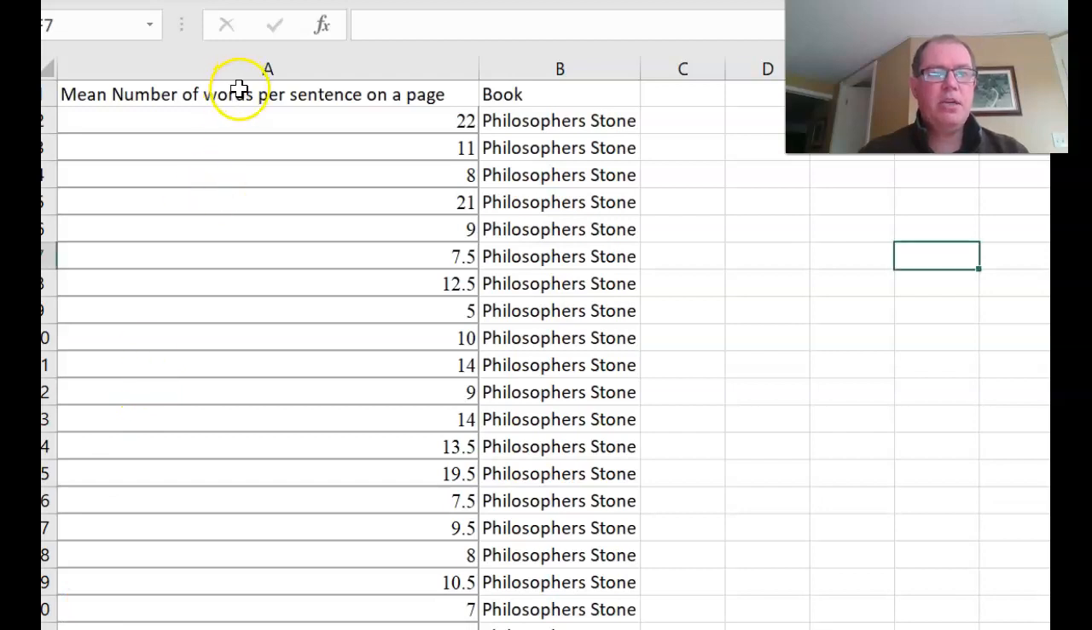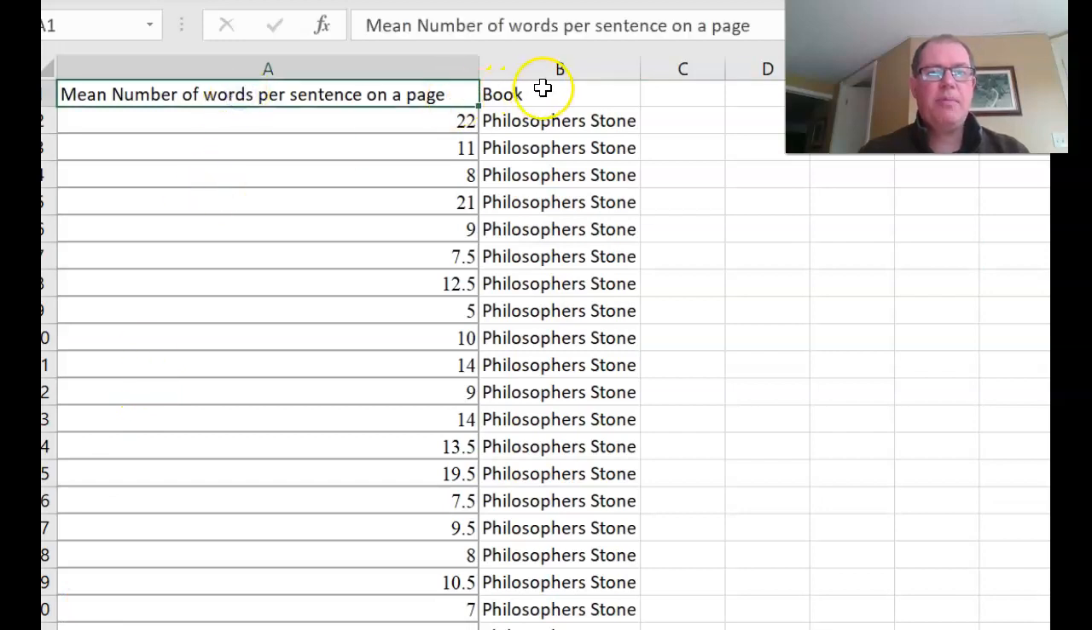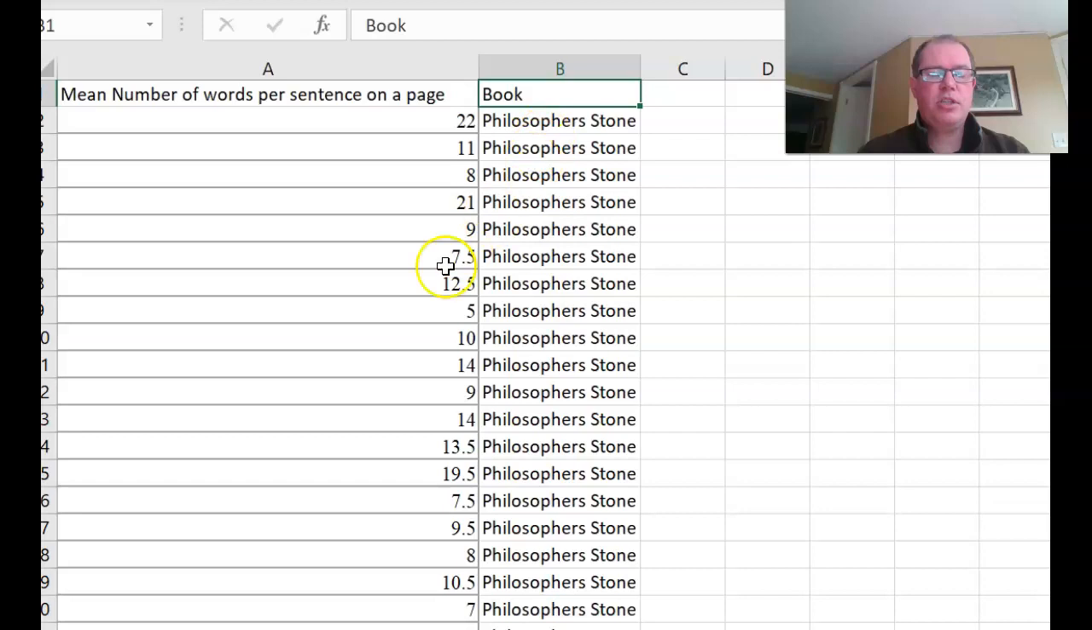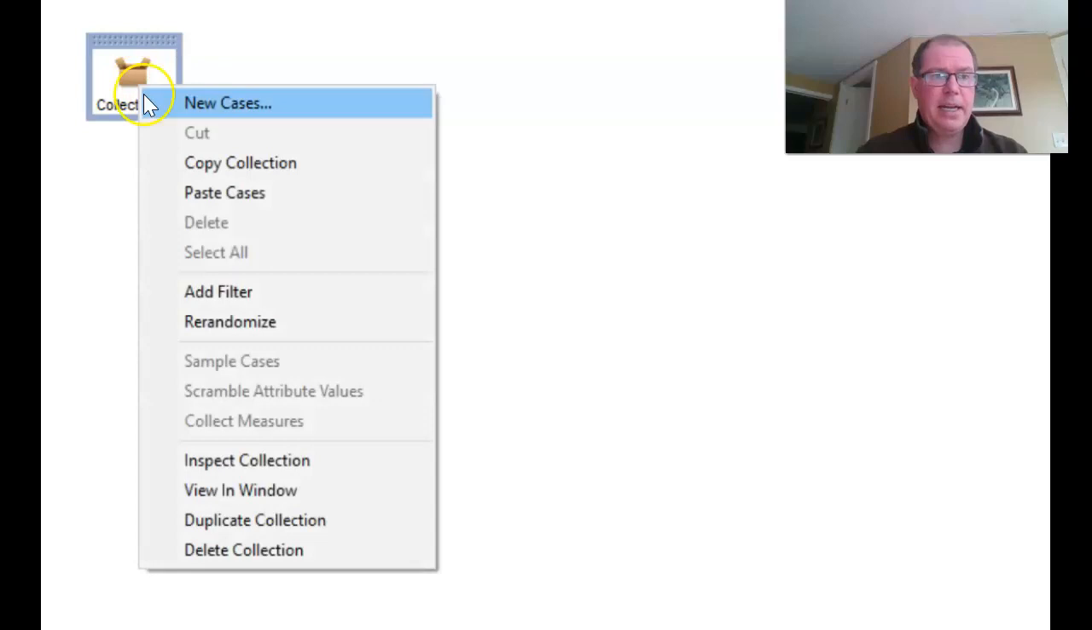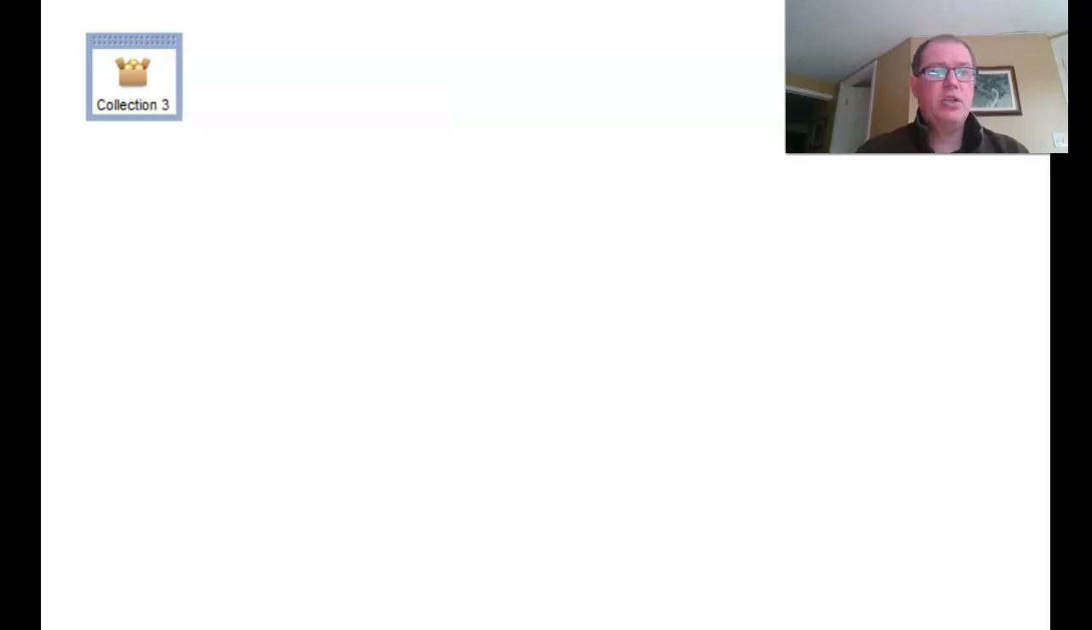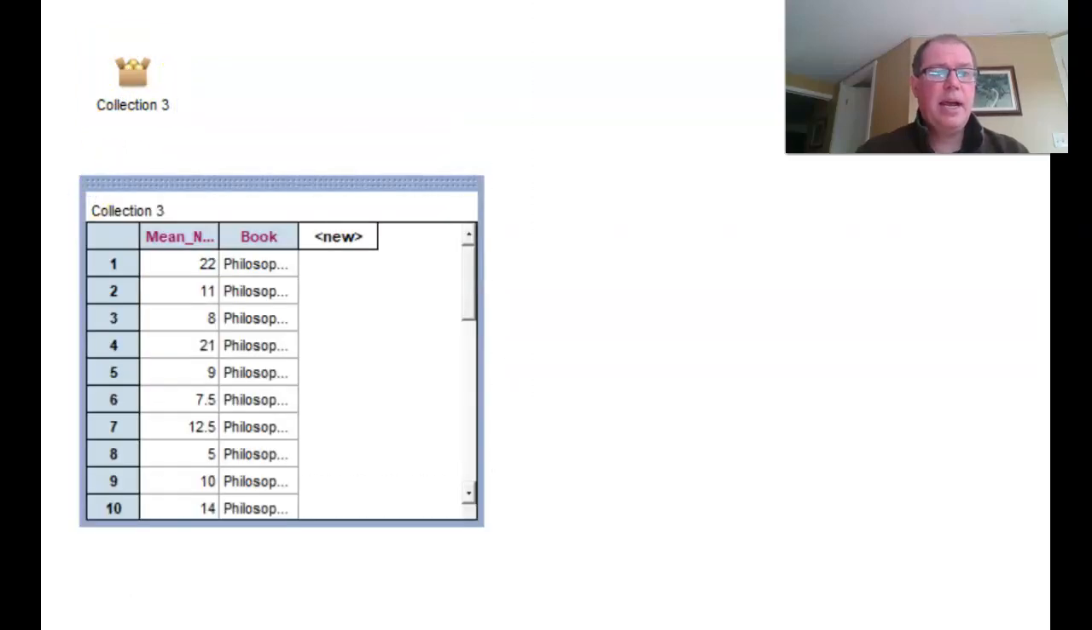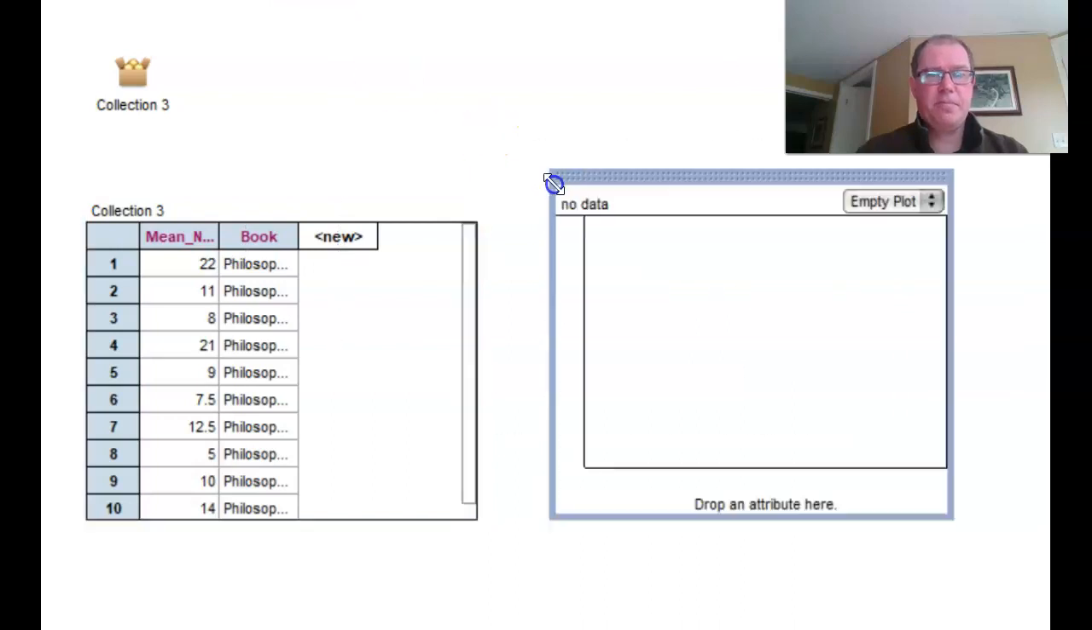So we have the mean number of words per sentence and we have the book, which is the Philosopher's Stone. So I'm going to copy that data and put it into Fathom. I've copied my data, including the titles, because Fathom nicely includes that on my graphs. You right click and paste cases. Don't forget to pull down a table and then pull down a graph.